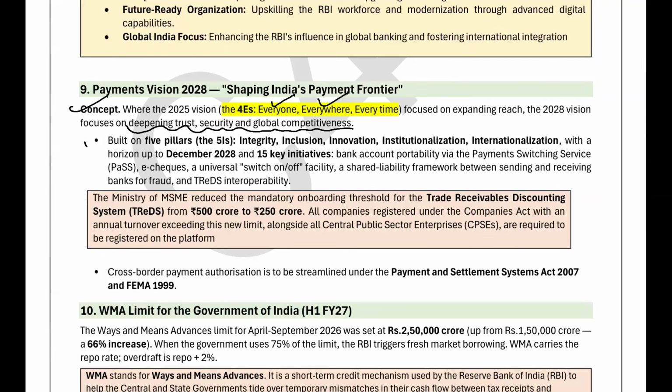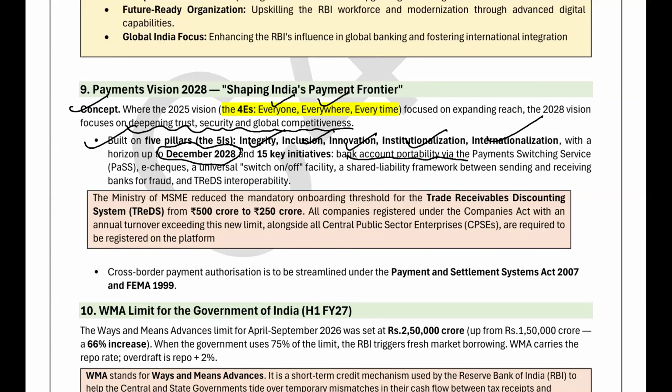Okay? This is built on 5 pillars, that is the 5 I's: integrity, inclusion, innovation. Write this down, where you are preparing on A4 size paper, I told you in the starting, so please write it down. Institutionalization and internationalization. This is all about it. Okay? What are the 5 pillars? Integrity, inclusion, innovation, institutionalization and internationalization. These are the 5 pillars that you should have, the 5 I's. Okay? With a horizon up to December 2028 and 15 key initiatives.